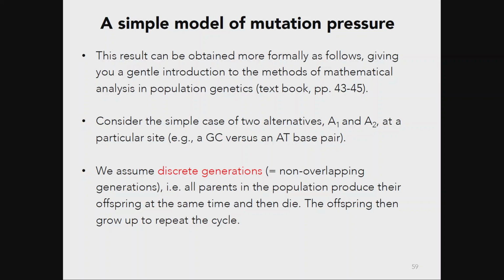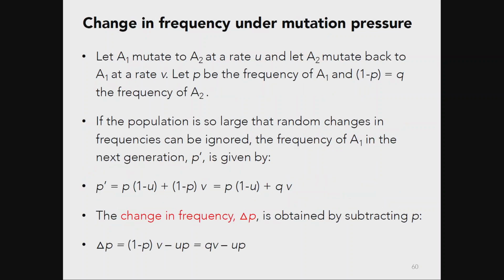Okay. So consider we have two alleles, A1 and A2, at a particular nucleotide site. We assume discrete generations, but that's sort of beside the point. Let's say that if I'm an A1 allele, I can mutate with some low probability into A2 at a rate U, and the A2 allele can mutate back to A1 at rate V, right?